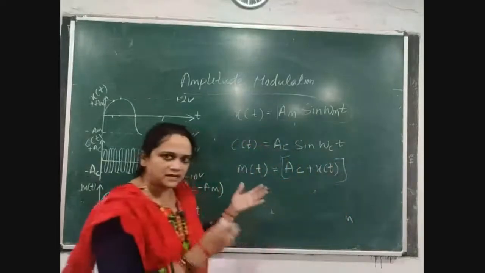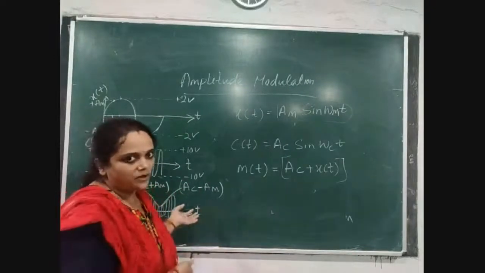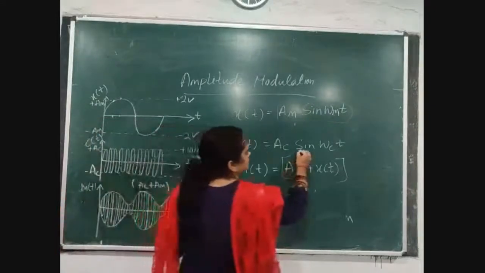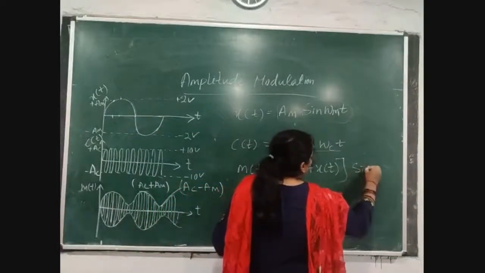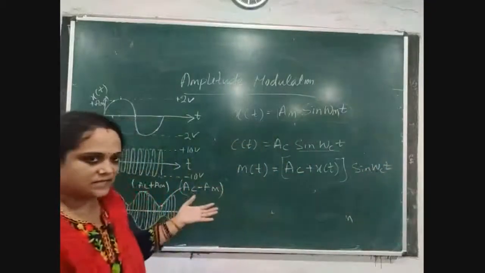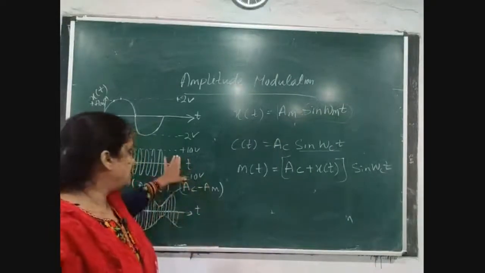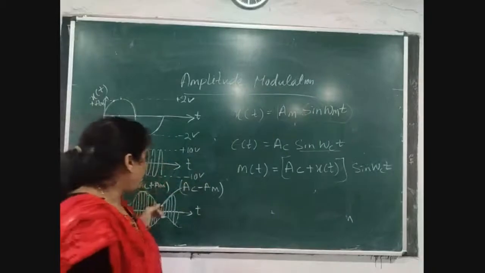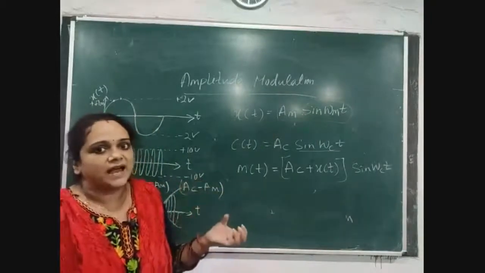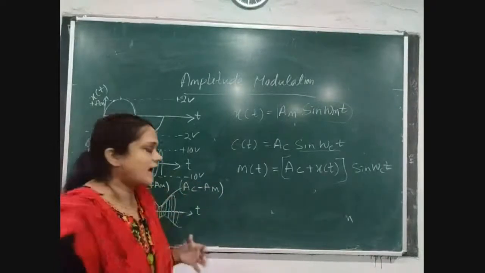So the amplitudes are combined, then we take the frequency. As we know, the frequency of the carrier and modulated signal is the same, so this one is the frequency, sin omega ct. Why do we take the frequency of the carrier signal? Because the carrier signal frequency is high. It is a high frequency signal used to carry the modulating signal, and because of that the resultant signal, the modulated signal, also has a high frequency.